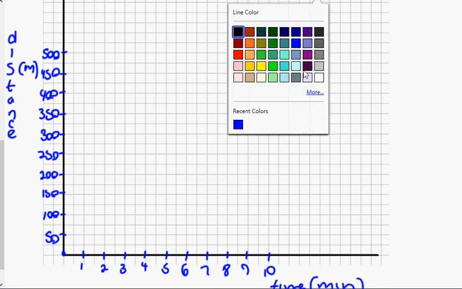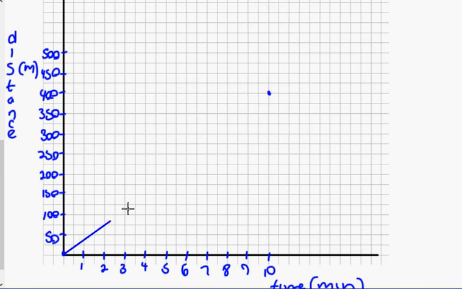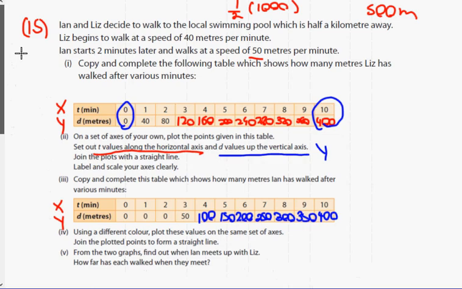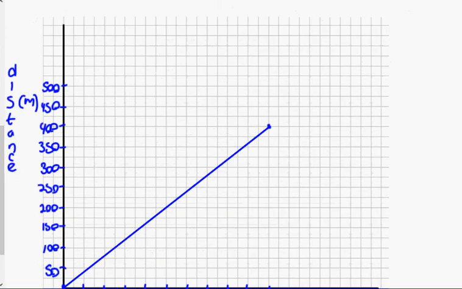What am I writing down now, by the way? Who am I doing here? Is it Liz, or what's the name of the person? It is Liz, okay? So you can write down in the corner. Some of you might see this in sciences. That's Liz. And then the red line will be, what's his name? Ian.